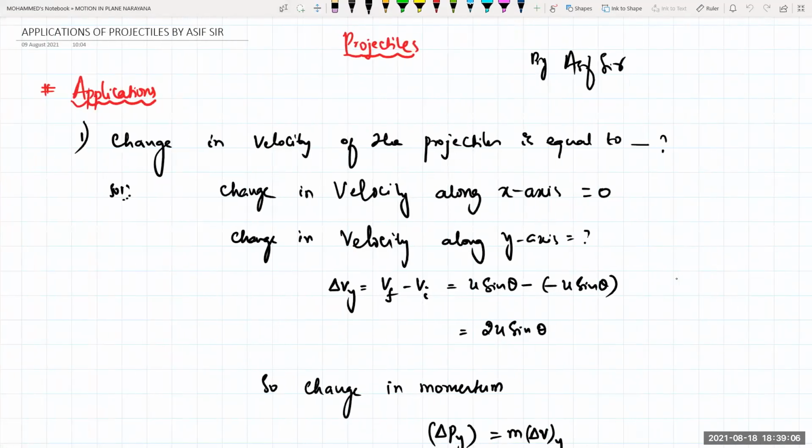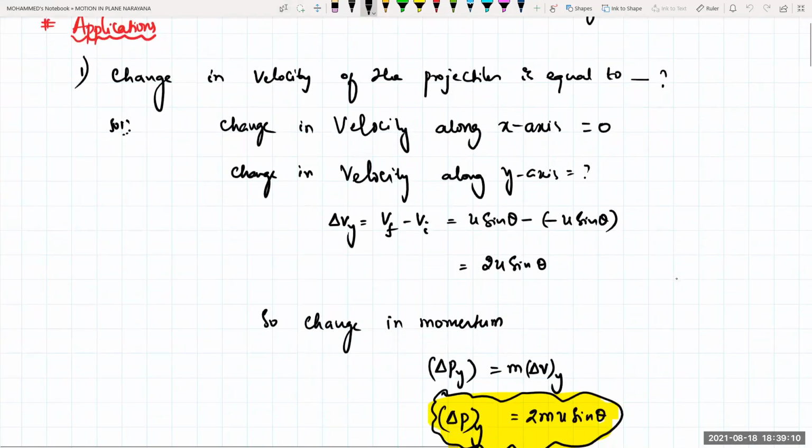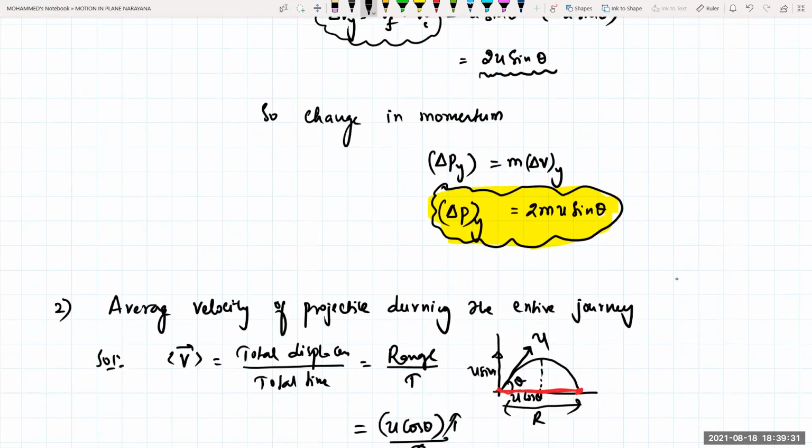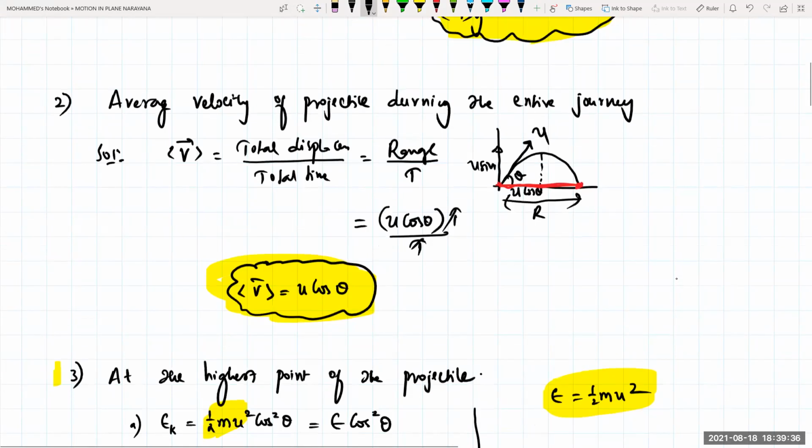Change in velocity of the projectile is always equal to how much? When a particle is being projected, beta, change in velocity is always equal to how much for me? 2u sin theta in a projectile. Why? One is going up, another is coming down. So u coming up and minus of u. Relative, delta y in y axis will be equal to u final minus u initial. So change in momentum will become how much for me? Momentum is nothing but what? Mass into velocity. So it is 2mu sin theta.